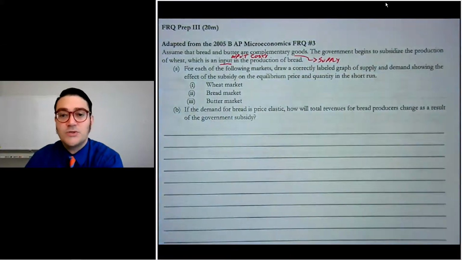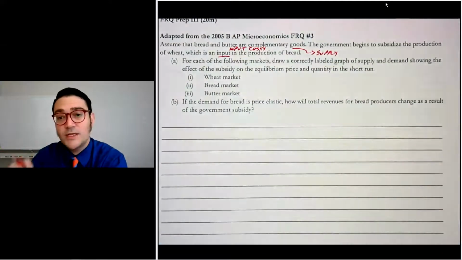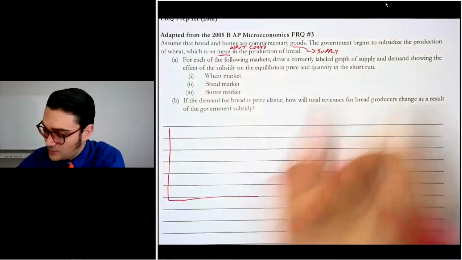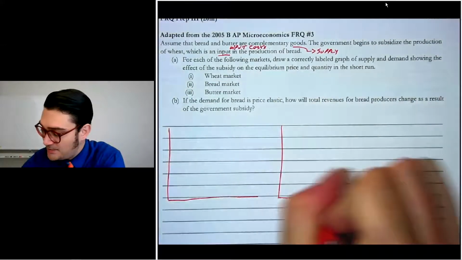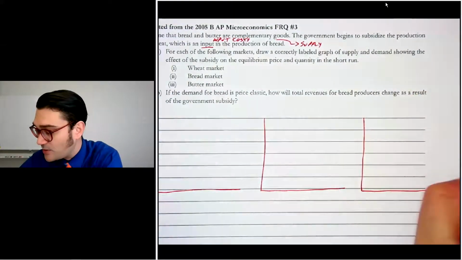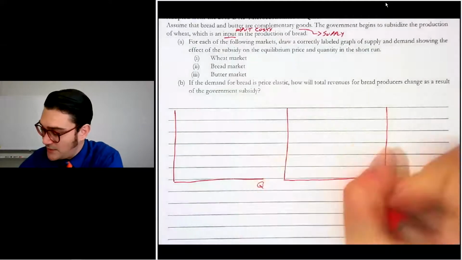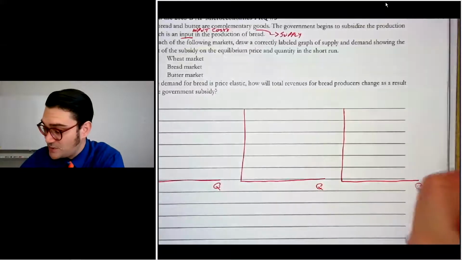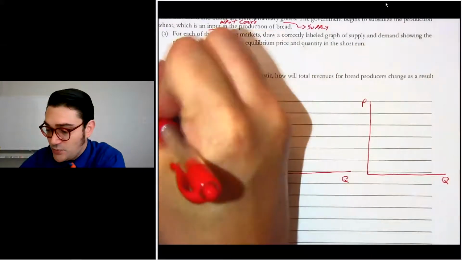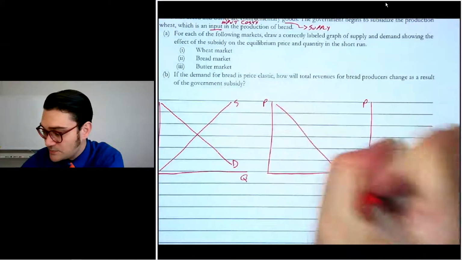For each of the following markets, draw a correctly labeled graph of supply and demand, show the effect of the subsidy on the quantity and price in the short run. So we're going to draw three graphs. And these lined pages, I know some students are like, oh, I hate drawing these graphs on lined paper. But on the AP tests, if you take them in person, they have lined paper. So I think it's useful to practice with it. So we're going to get our P's and Q's, and we're going to do three supply and demand graphs.